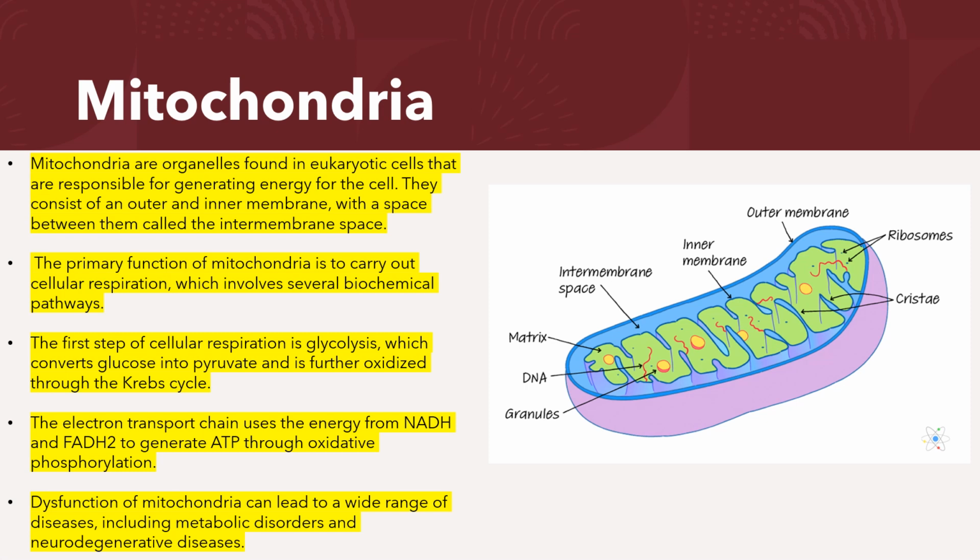They are found in most eukaryotic cells, including muscle cells, which require a lot of energy to function, and brain cells, which require a constant energy supply to maintain their function. Dysfunction of mitochondria can lead to a wide range of diseases, including metabolic disorders and neurodegenerative diseases.